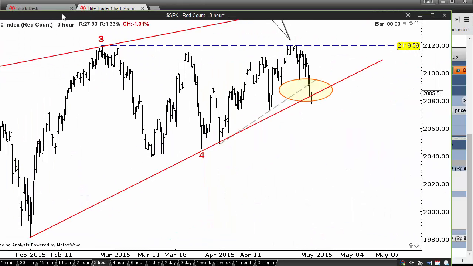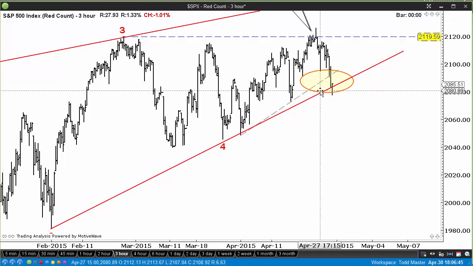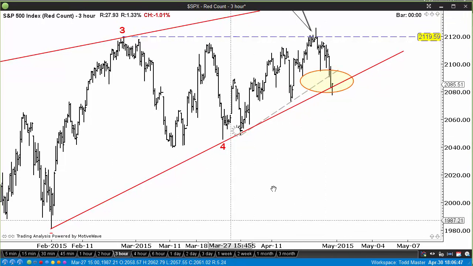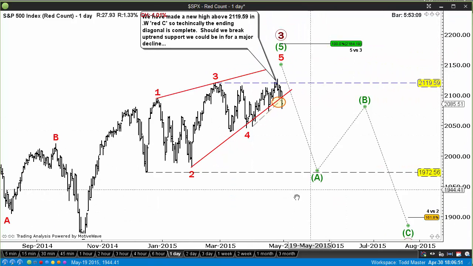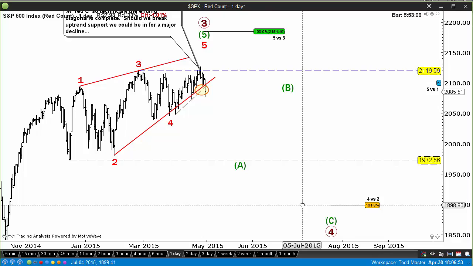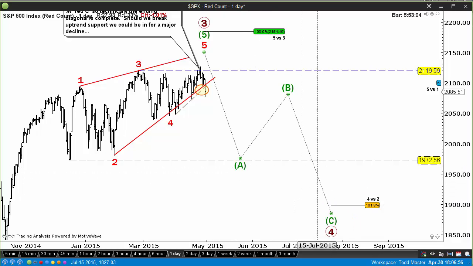So again, major decision level at this 2080 to 2090. If we break down, then the minimum target is going to be 1972 and probably down to 1900. And volatility is going to spike. So watch out for that. All right, guys, good luck.